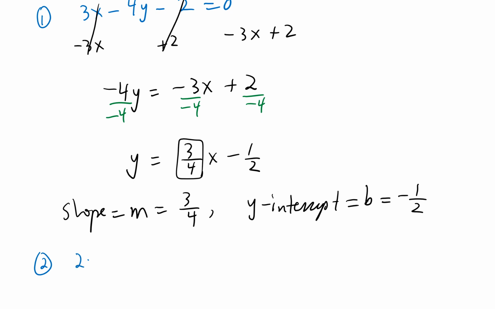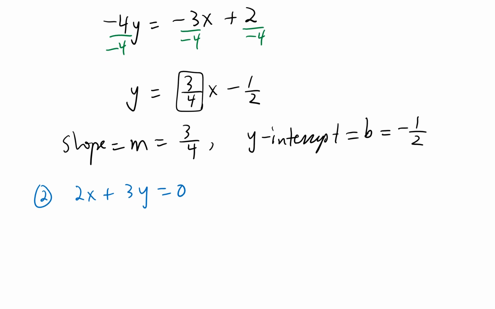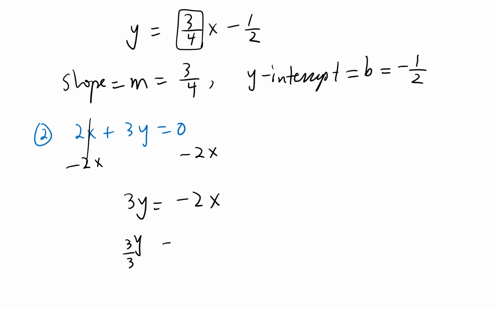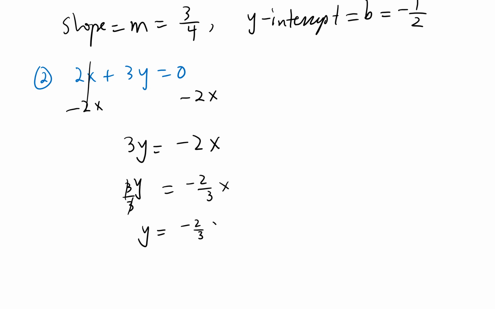Another one, 2x plus 3y equals 0. We need to find the slope and the y-intercept. So how do you do that? We subtract 2x on both sides. I want to get y by itself. So 3y is -2x plus 0. Then divide both sides by 3. So what does that give us? y equals -2/3 x plus nothing, so plus 0. That means the slope is negative 2/3 and the y-intercept is 0.